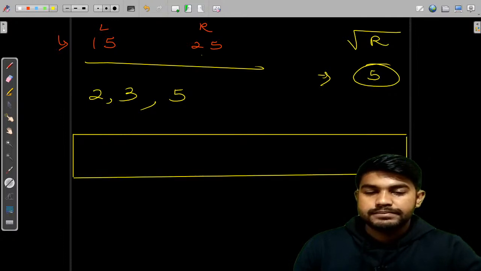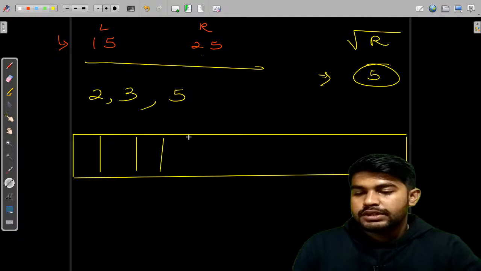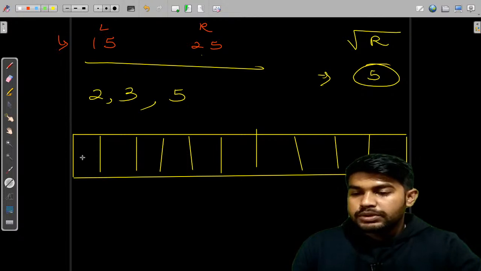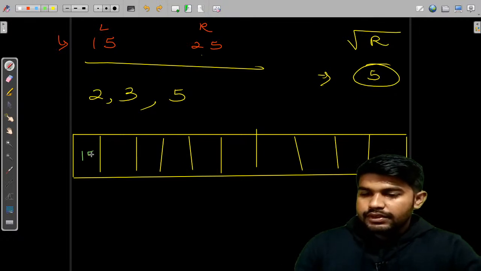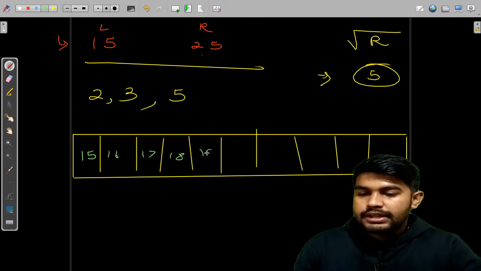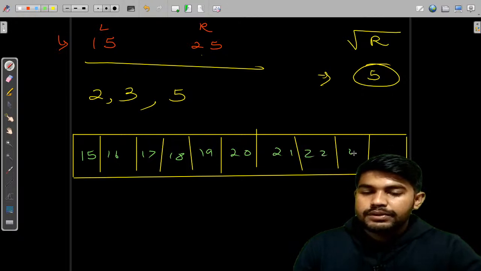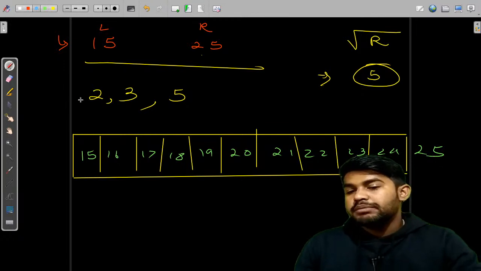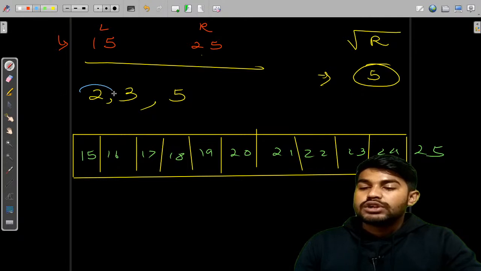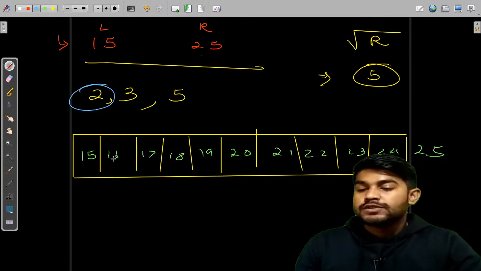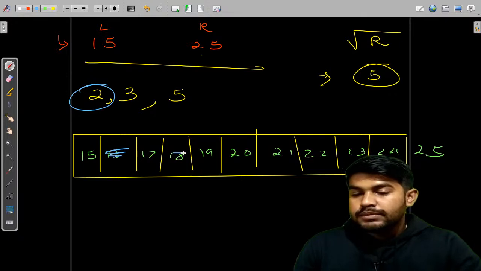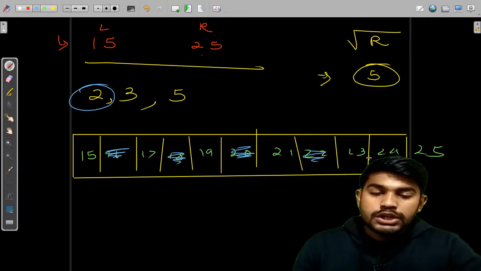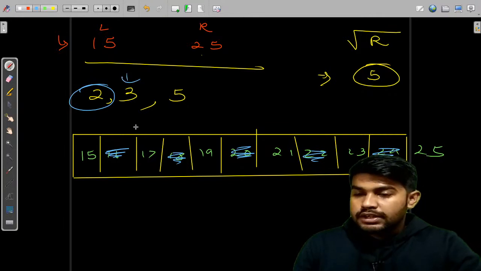Okay, 0, 1, 2, 3, 4, 5, 6, 7, 8, 9. Suppose this is equal to 15, 16, 17, 18, 19, 20, 21, 22, 23, 24 and 25. This is the way. Now what I am claiming is mark all the multiples of 2 as false. So this one would turn out not prime, not prime, not prime, not prime, not prime.